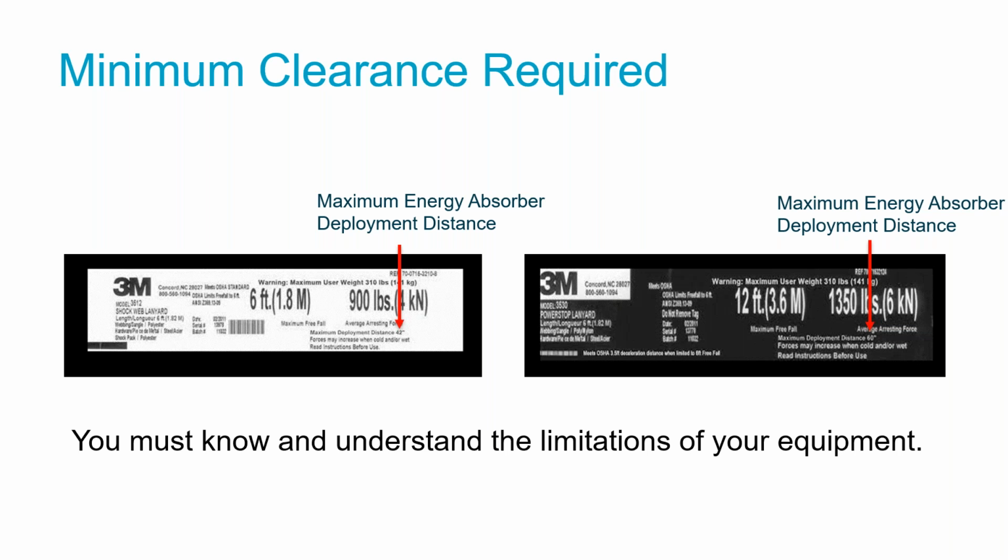As you can see in the examples above, one is 42 inches or 3.5 feet, and the other is 60 inches or 5 feet. So as noted, these distances will vary, and those illustrated here are not the only lengths of deployment, so they can be longer and they can be shorter. So again, you must know and understand the limitations of your equipment as part of your pre-use inspection and pre-job hazard assessment processes.